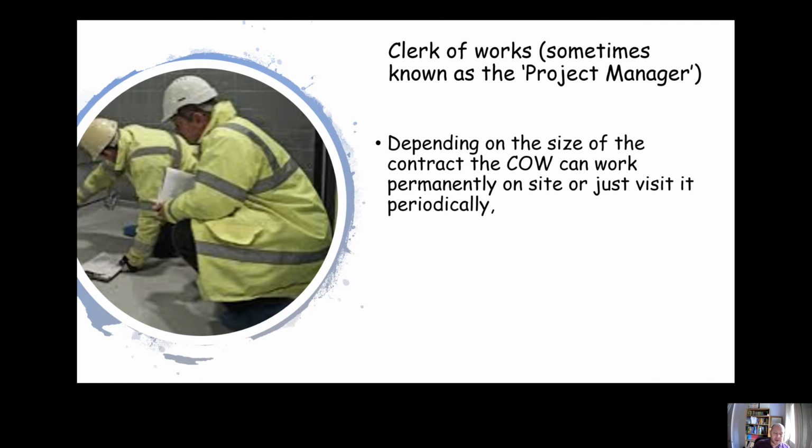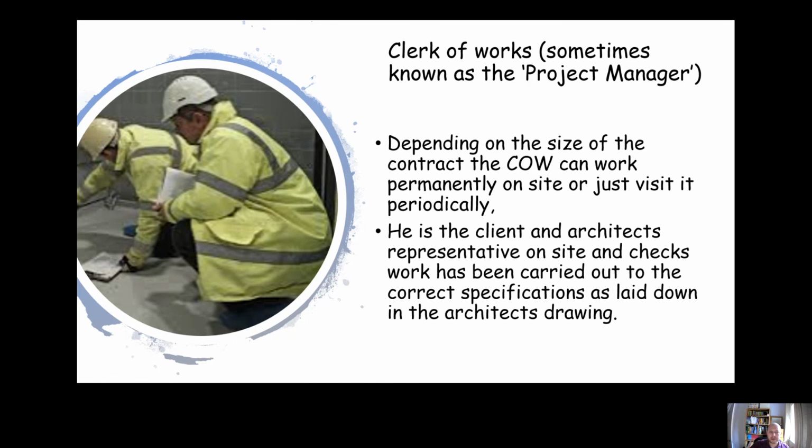The next person in the chain of command would be the clerk of works. Some people call him the project manager. And depending on the size of the contract, the clerk of works might stay on site permanently, but more often than not, the clerk of works would be in charge of several projects, and they would visit them periodically to check that the work that's being done is in line with the requirements set by the architect.